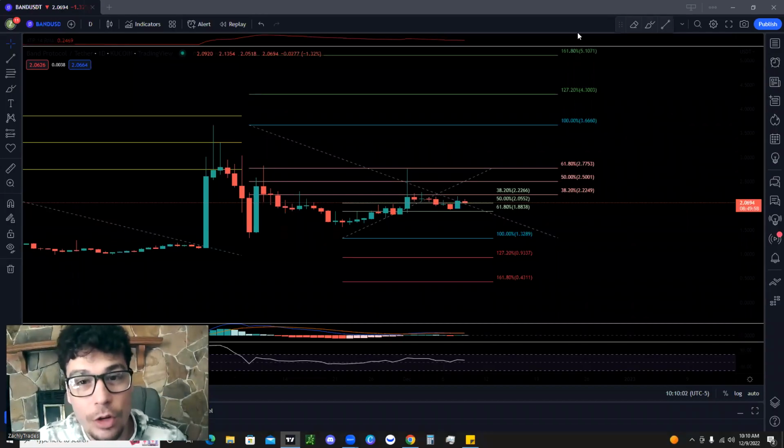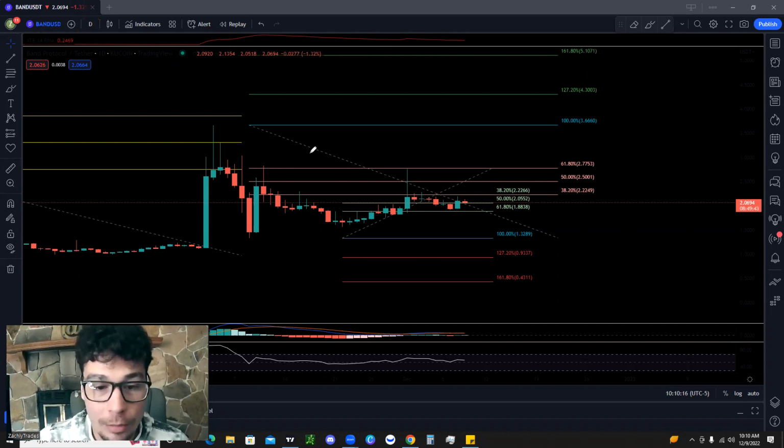What is up, trader? Today we're going to look at the BAND token. This is BAND Protocol, ticker symbol BAND. As always, we're looking at the daily chart. I highly recommend starting off on some higher time frames before you really try to break down lower time frames. What we're going to do is take the Fibonacci tool.